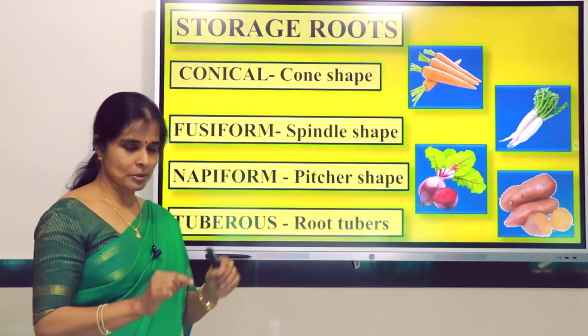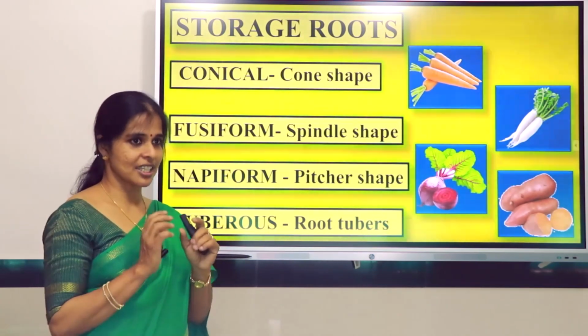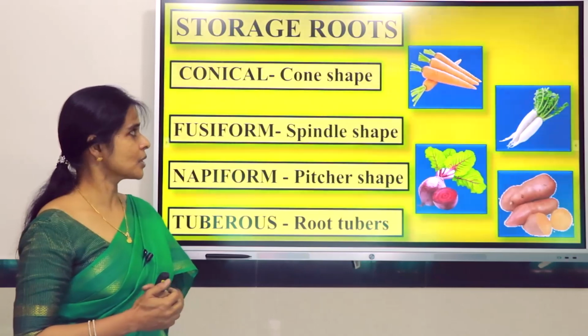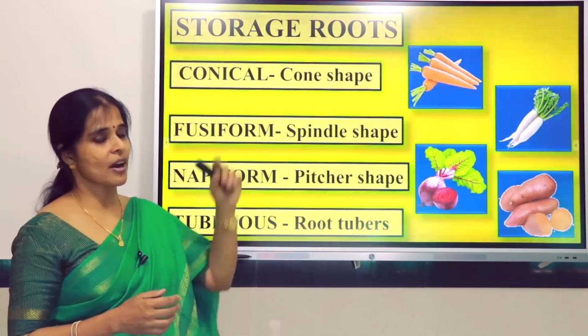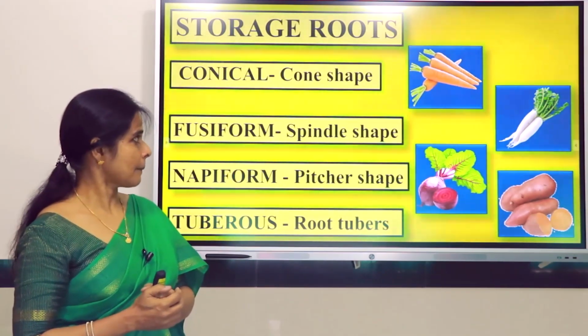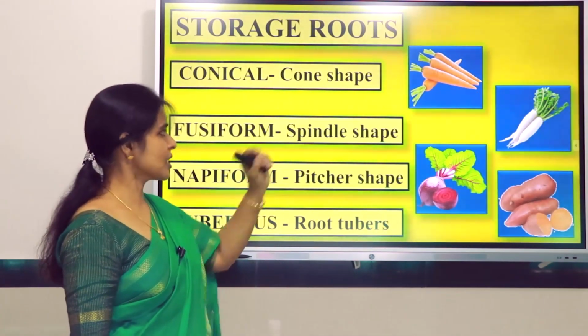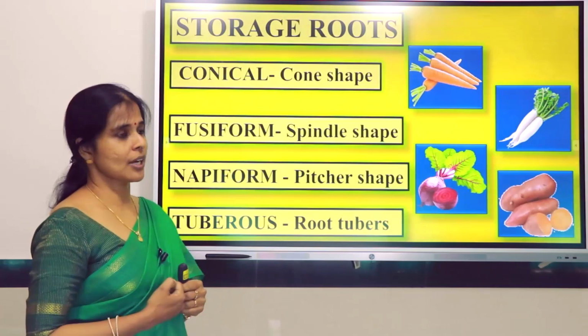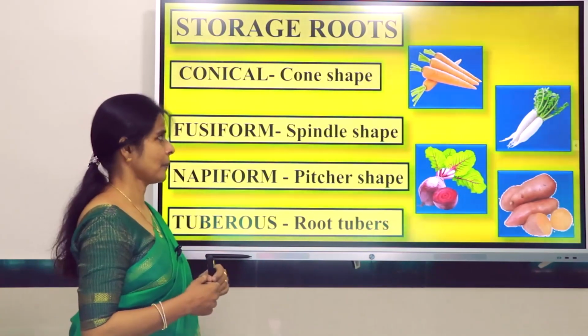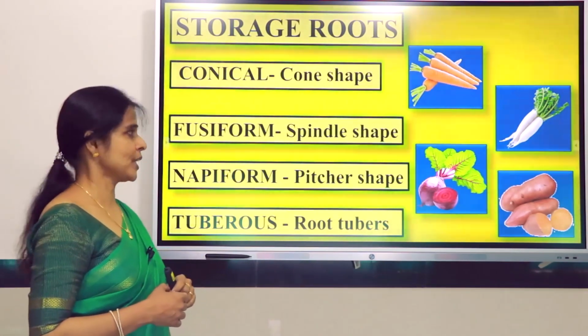A conical formation is taking place, it is bulging, and the rest of the plant parts develop from it. You can see the stem part in the picture itself. The root portion is forming into a conical, cone-shaped structure. So, that is a modification for storage.